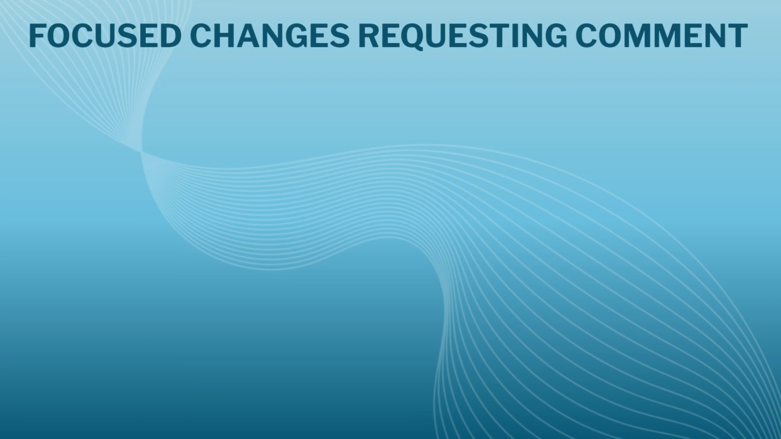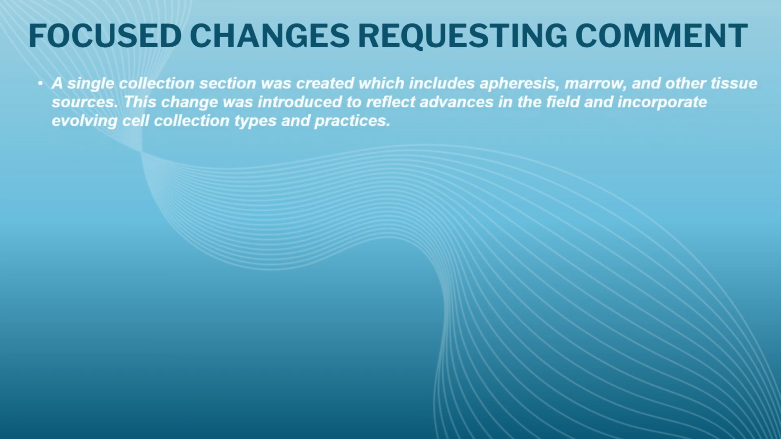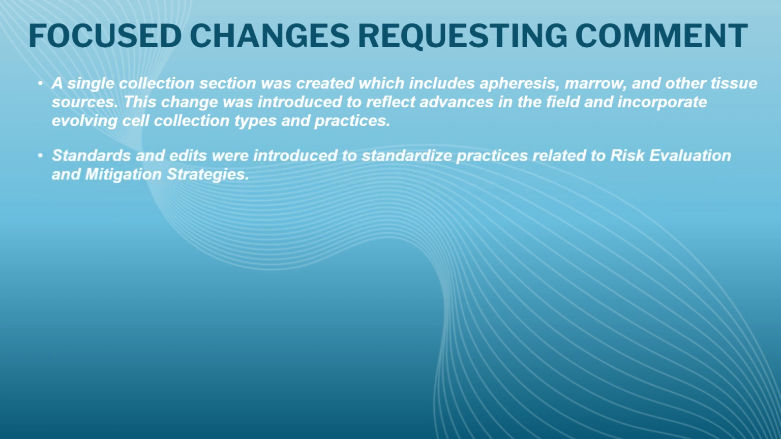The review for both the HCT and IEC standards includes multiple structural and content changes for which we are requesting specific comments. These include: a single collection section was created, which includes apheresis, marrow, and other tissue sources. This change was introduced to reflect advances in the field and incorporate evolving cell collection types and practices. Standards and edits were introduced to standardize practices related to risk evaluation and mitigation strategies.